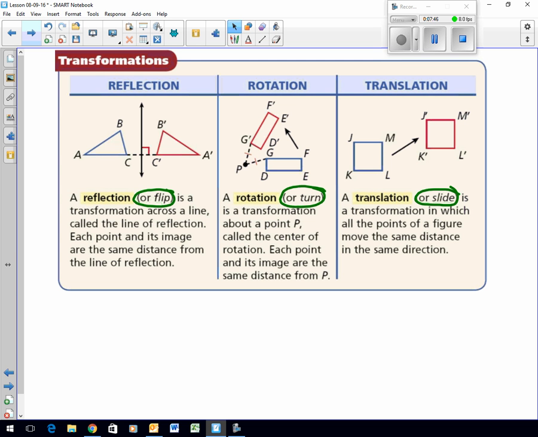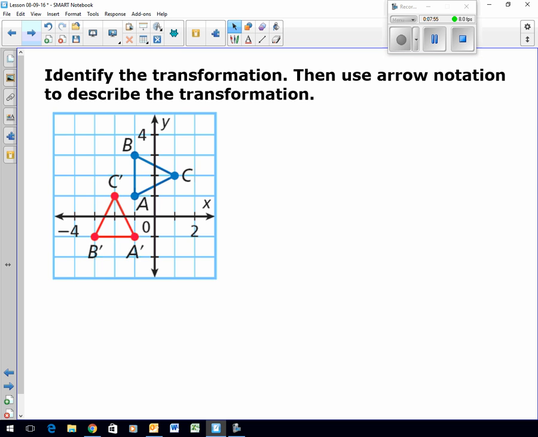Last time we had a game. I can't tell you the name of the game, but you can think of it like this: flip one, turn one, slide one. Okay. What are you going to do? Identify this transformation and use the arrow notation to describe what happens here, all right? You got to flip one, turn one, slide one. What happened here? What did it do?